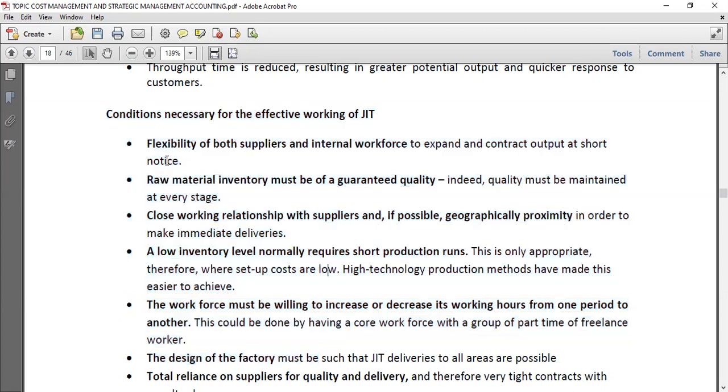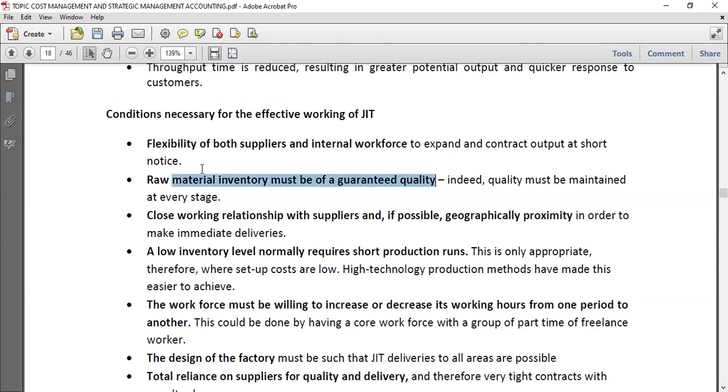One of the conditions is that we should have flexibility between what? Between suppliers and the internal workforce. Basically, we shouldn't have cases where we wake up and want a commodity from a supplier, and the supplier says we cannot offer you in 2 days. Because we want as much as we need. If we need it within 2 days, we should actually have it in 2 days, because that's when our customers need it.